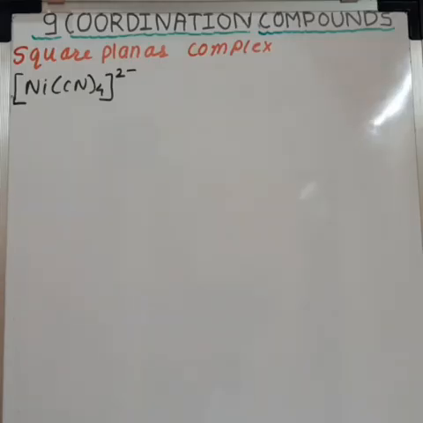Square planar complexes. The coordination number of square planar complexes is also 4. Examples of square planar complexes are Ni(CN)4 2 minus, Cu(NH3)4 2 plus, Pt(CN)4 2 minus. These are some examples of square planar complexes. But let us describe Ni(CN)4 2 minus according to VBT.